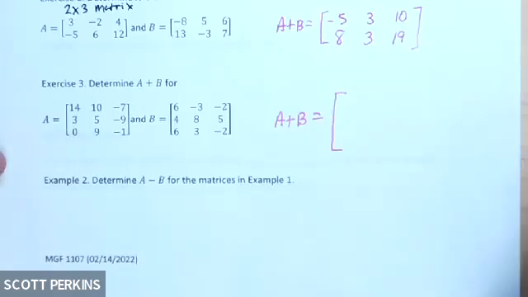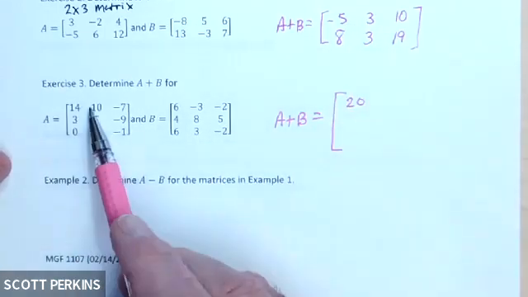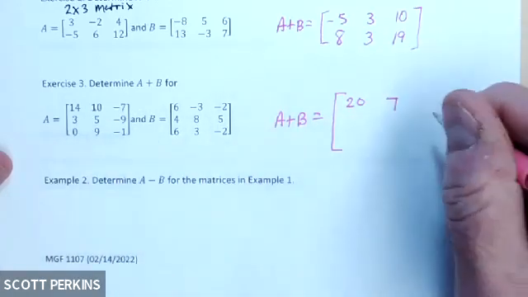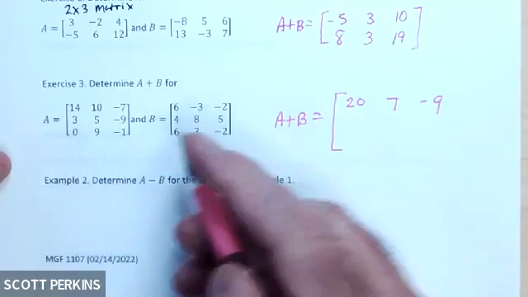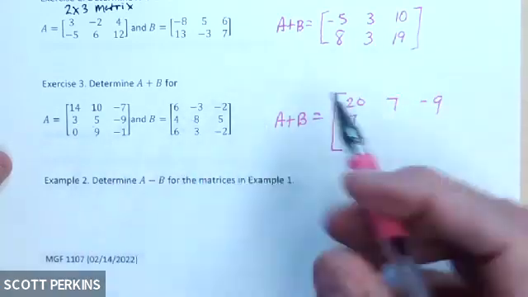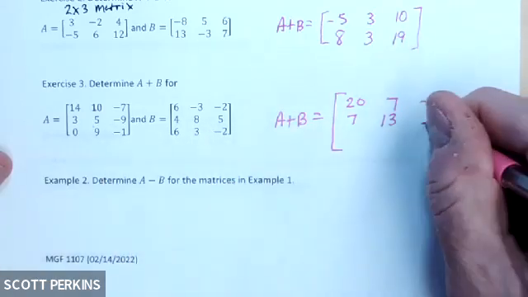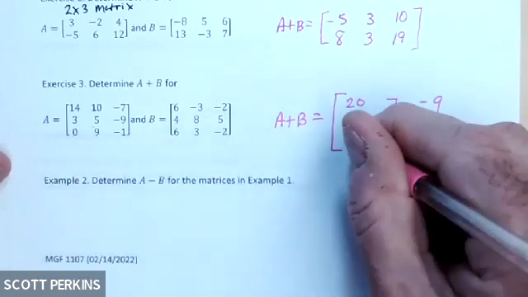All right, so just going through this, 14 plus 6, that's 20. That's my first element. 10 plus -3 is 7. And then -7 plus -2 is -9. And there is row 1. Row 2, 3 plus 4 is 7. 5 plus 8 is 13. And then -9 plus 5 is -4. There's row 2.